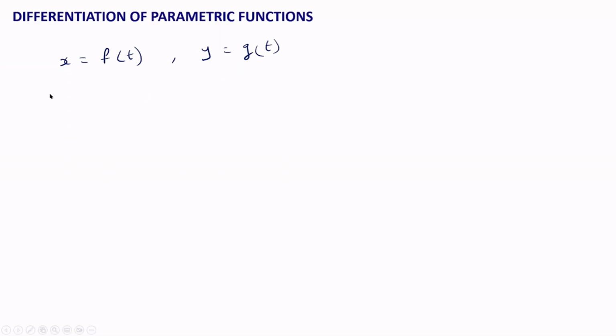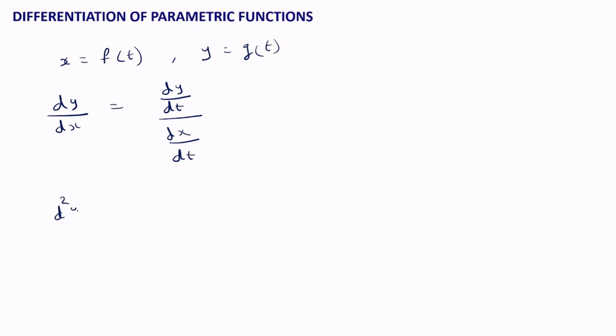If we want to differentiate such functions, then such a differentiation is called differentiation of parametric function. So here x is a function of another parameter t and y is a function of t. So here we can find dy by dx as dy by dt upon dx by dt.